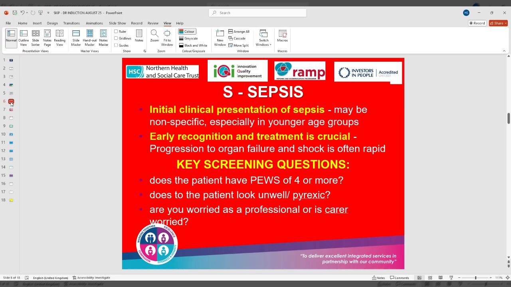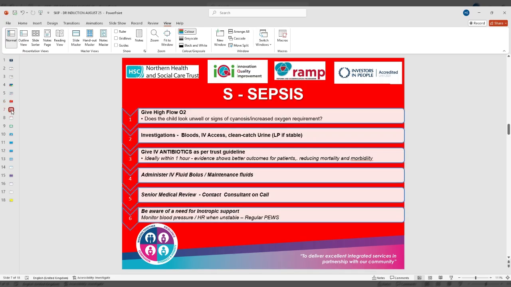Consider these key questions throughout your shift, always bearing in mind if the patient has a PEWS of 4 or more, if they look unwell or are pyrexic, or if you are worried as a professional or a carer is worried, to always consider progression onto the sepsis pathway to ensure prompt and timely treatment.